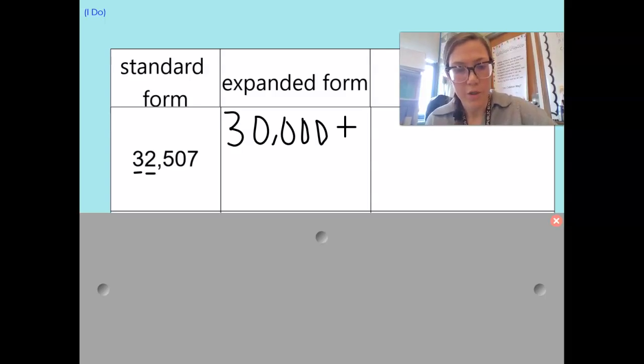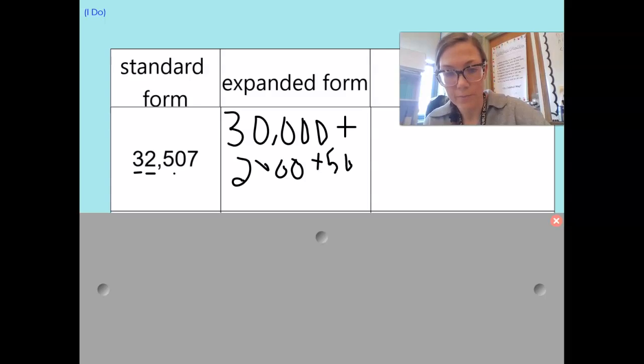The 2 means 2,000. Then I put a plus sign. The 5 means 500. Notice I put the numbers right behind each other. Plus sign. 0 means 0. I don't need to put anything. And then the 7 means just 7. So my expanded form is 30,000 plus 2,000 plus 500 plus 7.